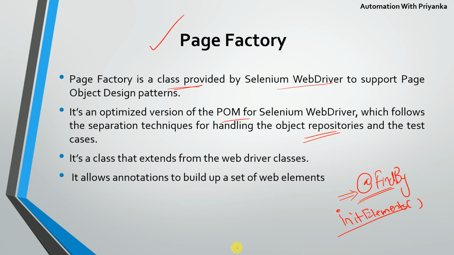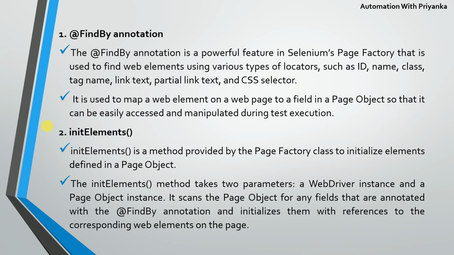And yes, page factory elements, or any web elements, if you really want to identify them, we are using the FindBy annotation over there. So technically what is FindBy? The FindBy annotation is again a powerful feature of Selenium in page factory. It is used to identify any web element. While identifying a web element, you need locators, right? So these are the 8 locators supported in Selenium. We are able to map a web element of the web page to a field in the page object using this annotation.